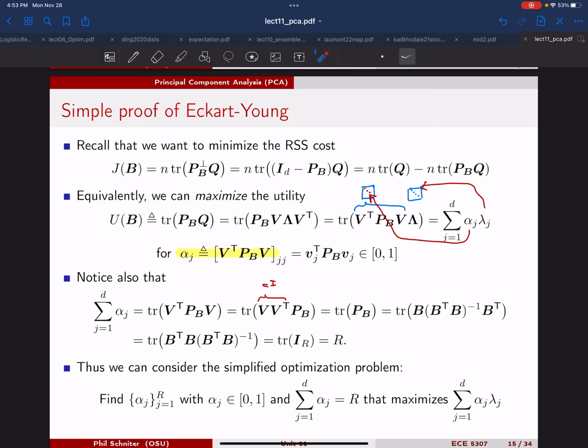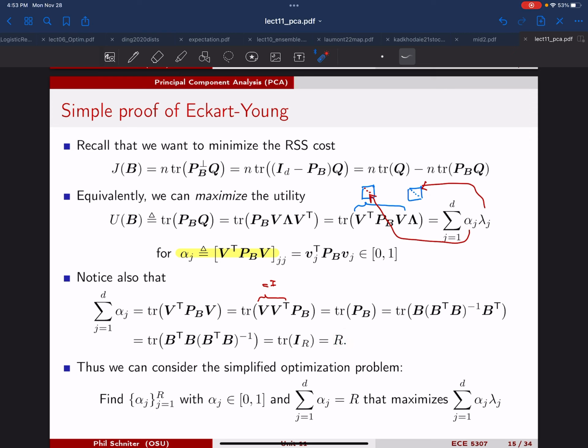But we can figure that out too. So we can plug in our expression for PB, which is B times this B transpose B inverse times B transpose. Again, play with our trace trick, move this to the front. And now you see we have a matrix times its inverse. And so these will cancel and become the identity. But it's important to remember that this is an R by R matrix. So here we have an R-dimensional identity. And if I take the trace of this R-dimensional identity matrix, we just get R.